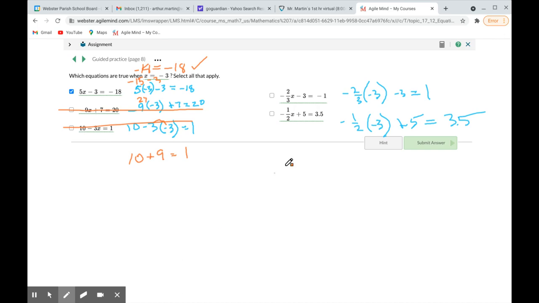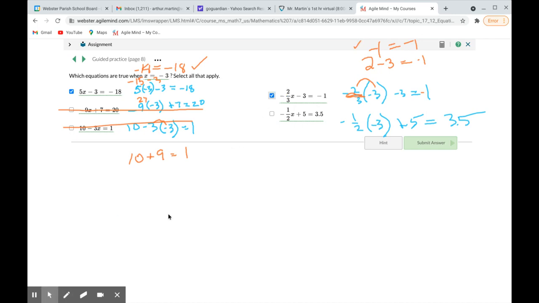Haley, you ready? Remember that a negative times a negative is a positive. All right. So we're going to make this real simple. We're going to do 3 times 2 and then divide it by 3. What's 3 times 2, Haley? What's 6 divided by 3? All right. What's 2 minus 3? -1. Correct. Is -1 equal to -1? Yep. So that one works.